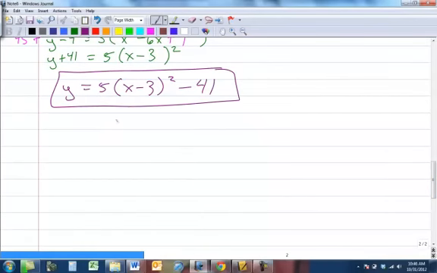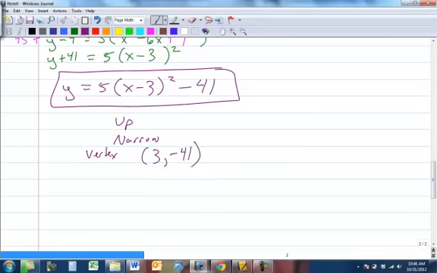Now, hey, which way would this parabola open? It would open up. It would be very narrow. And where would the vertex be? The vertex would be at the point 3, remember the opposite of what you think, comma, what you think, negative 41.